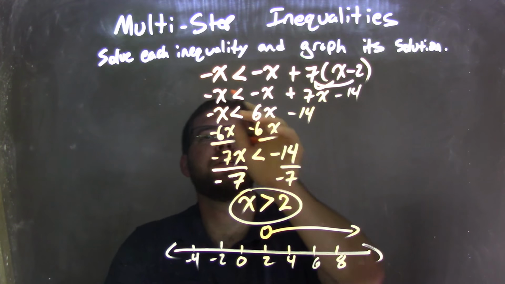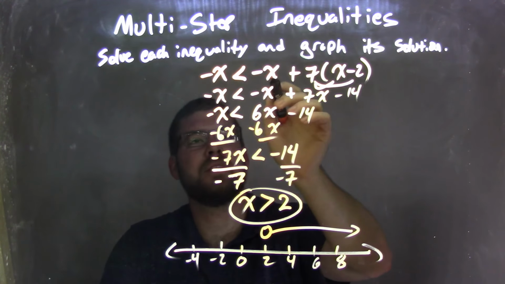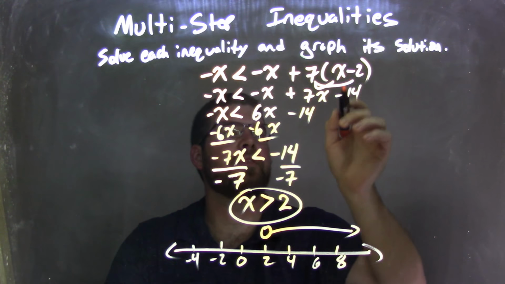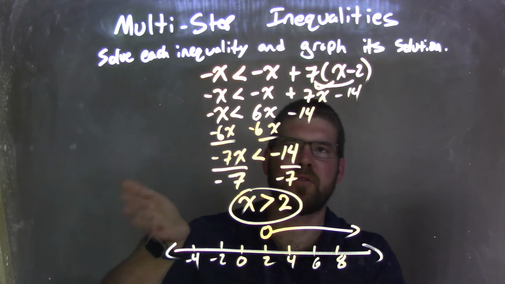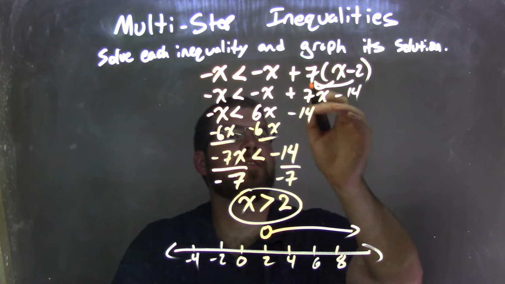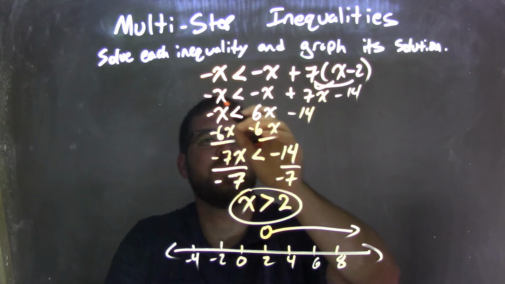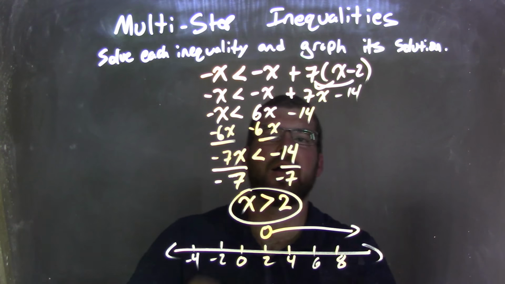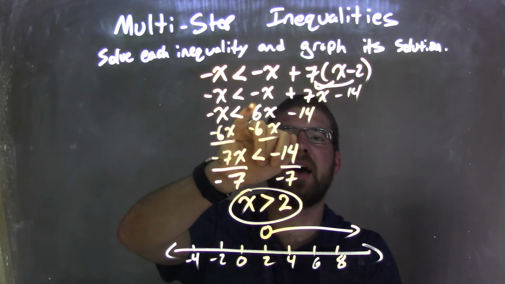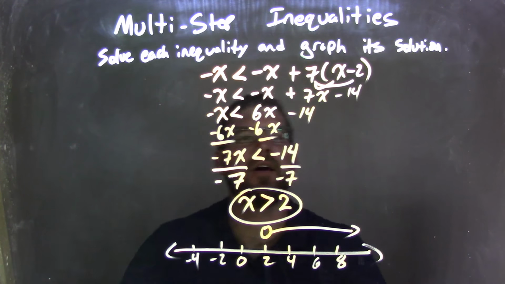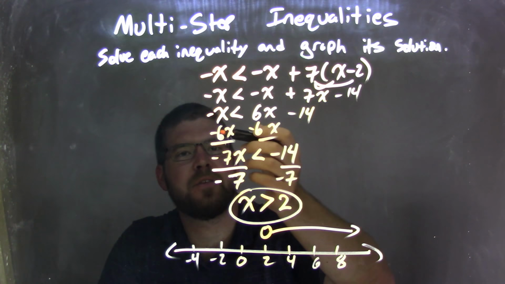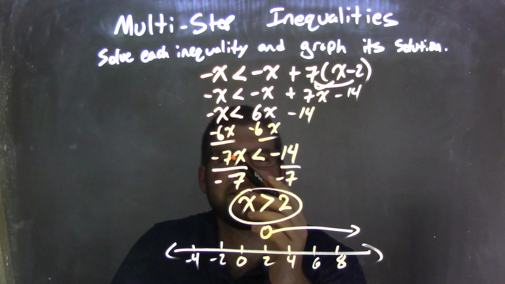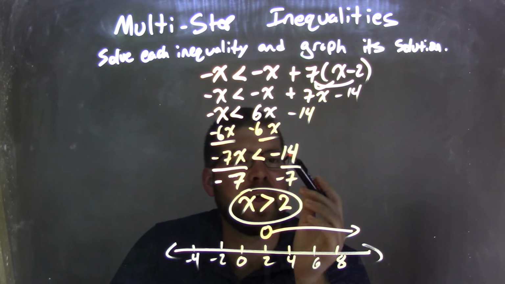So let's recap. We're given negative x is less than negative x plus 7 times parentheses x minus 2. There's a few ways you could start this, but I chose to start by distributing the 7 across both parts, leaving me with negative x is less than negative x plus 7x minus 14. Combine my like terms on each side. Negative x plus 7x is 6x, and minus 14 was there, so then I subtracted 6x from both sides. That gave me a negative 7x on the left is less than a negative 14 on the right.